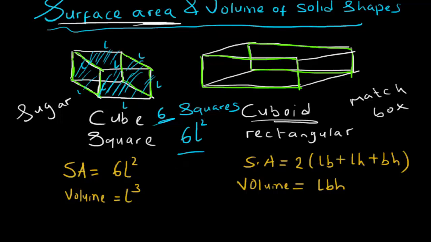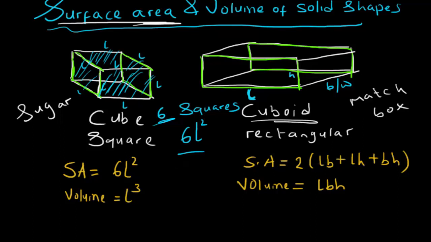Now for the cuboid, we have the length, which is the shape under. So we have the length. Now this is the breadth or the width. It could be called breadth or width. And then here is the height. Do you understand that? So we have the length, we have the breadth or width, and then we have height.